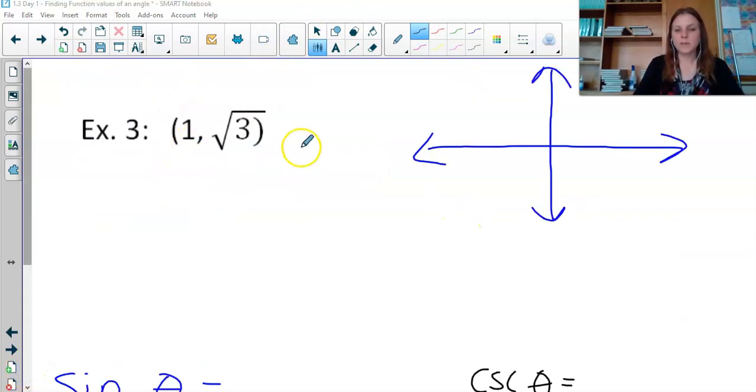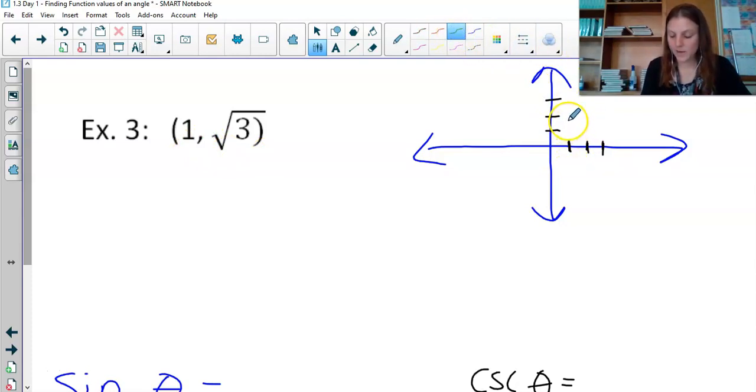Okay, let's try one that's not an exact value. How about 1 and then square root of 3? So I'm going to go ahead and pause and draw this if needed. I'm over 1 unit. And square root of 3, if you use your calculator, it's about 1.7-ish. So you can kind of put it up here. So it's over 1 and up a little bit beyond that. Not quite to 2, like 1.7.